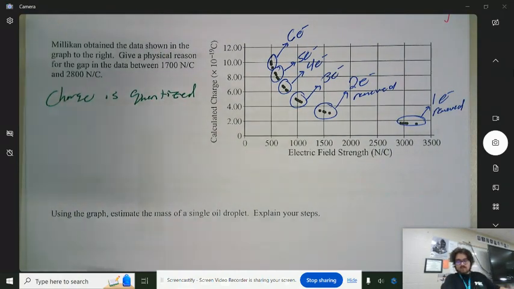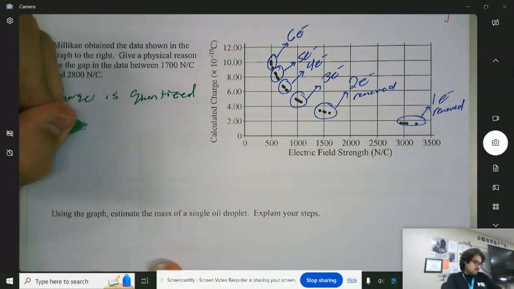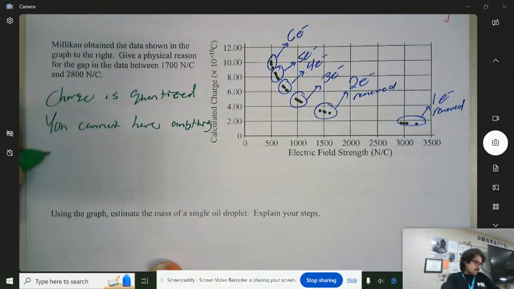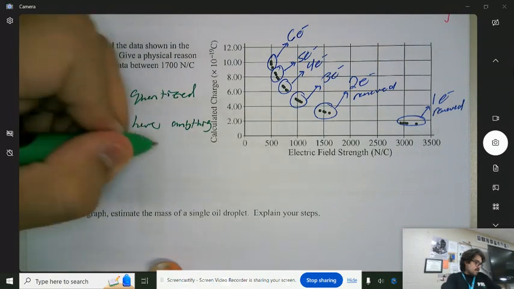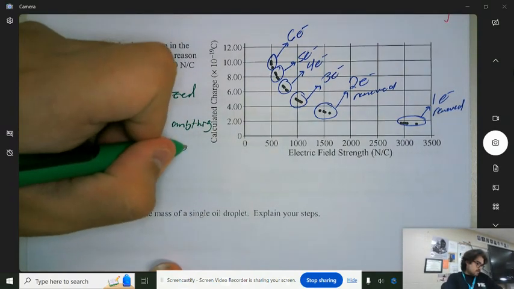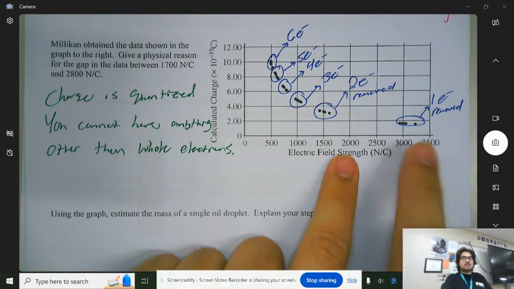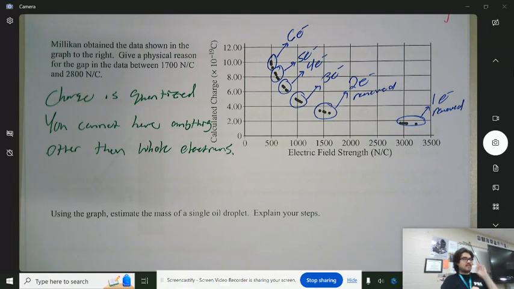Which means that you cannot have anything other than whole electrons, okay? So that means you can't take away half an electron, you can't take away a quarter of an electron, you can't take away 3/4 of an electron, you have to take away one whole electron every single time. He can't take away half of it, right? He has to take away one at a time, okay?